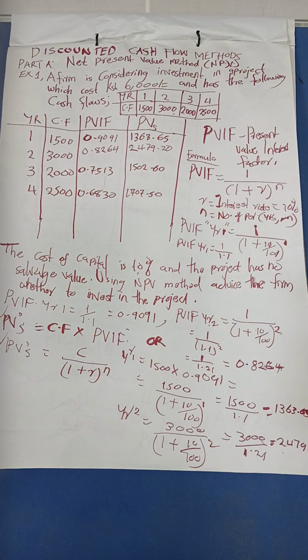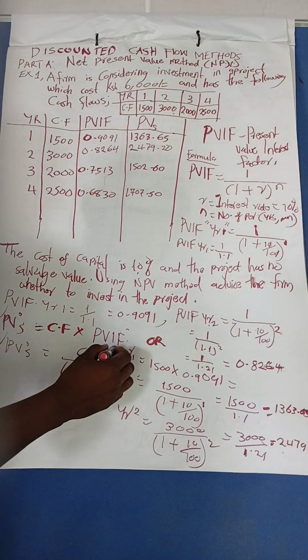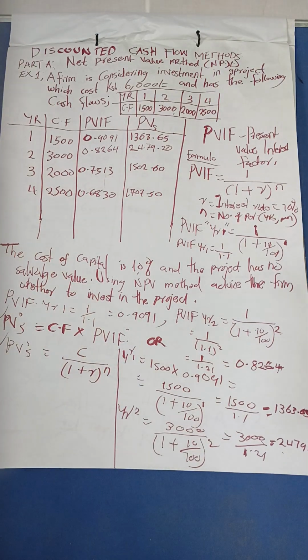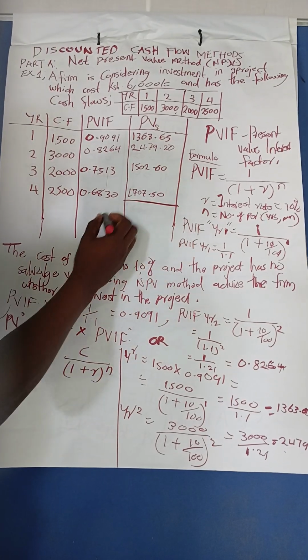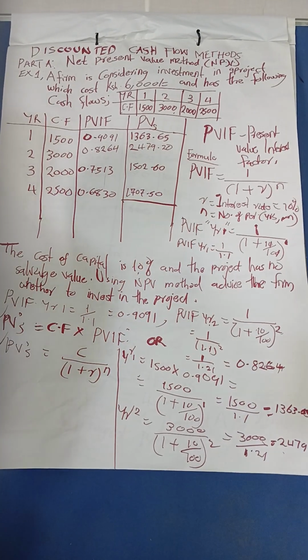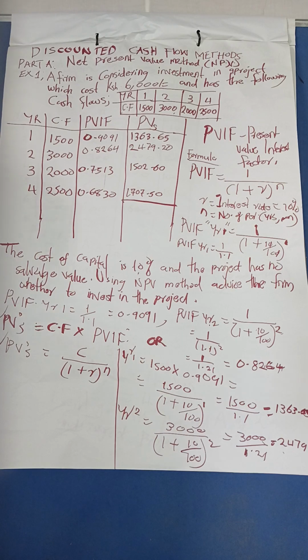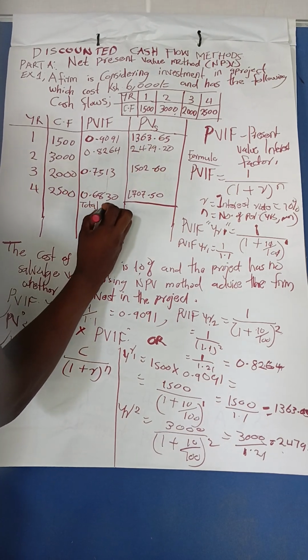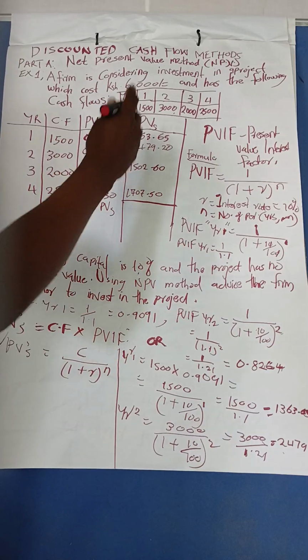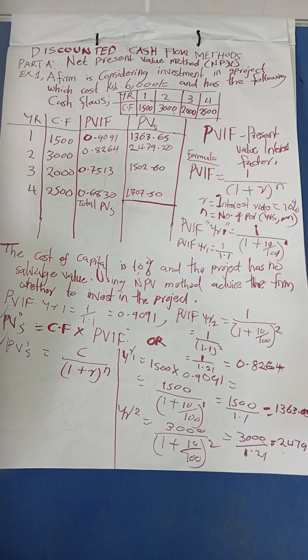Now, after you have done that, you have gotten your PVs. We want now to get the total PVS, the total present value. You add. So you can write here total PVS. If you add, you'll get 7053.